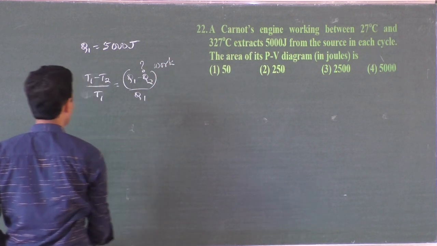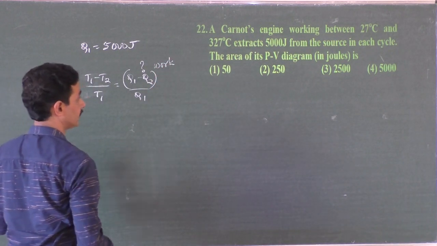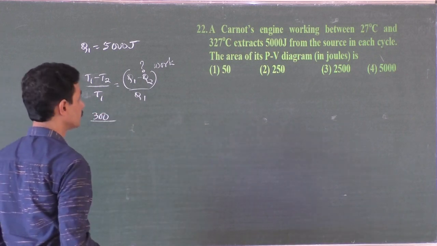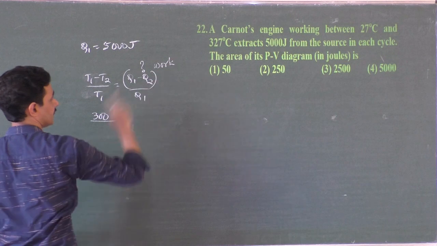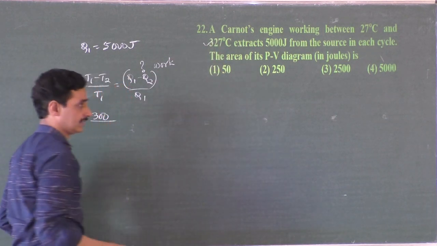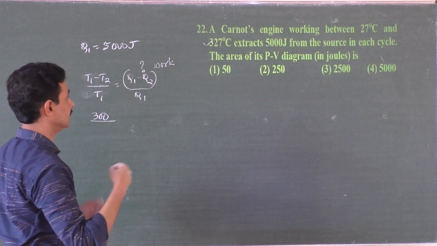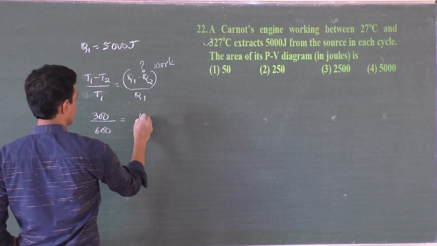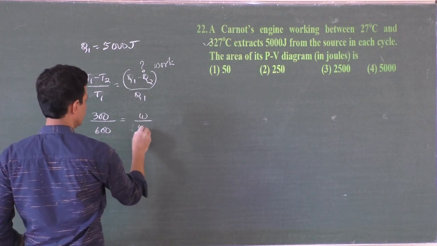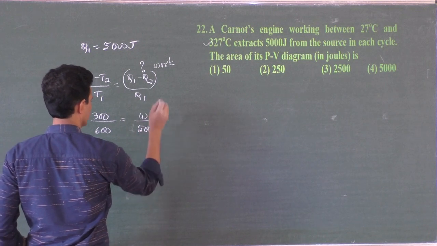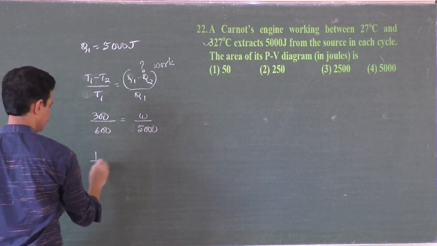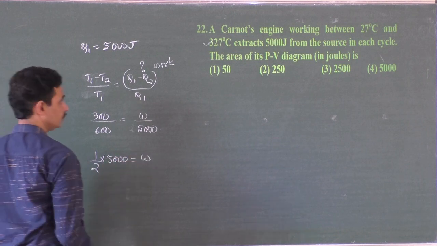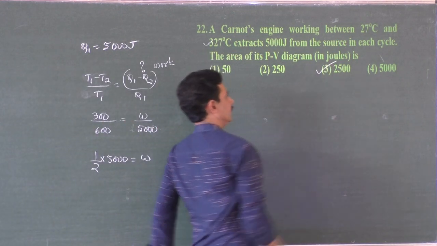Okay, T1 minus T2, that difference is 327 minus 27, 300. Temperature of the source, the hot reservoir, is 327 plus 273, 600. Work done divided by 5,000 joules is half, so work done is half into 5,000 joules, 2,500 joules. So simple one.